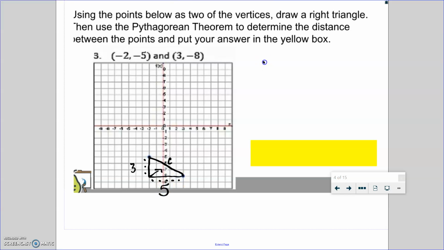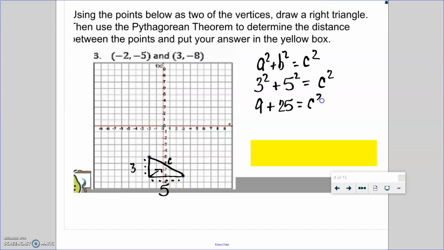I start off with my formula, which is a squared plus b squared is equal to c squared. So I have 3 squared plus 5 squared equal to c squared. 9 plus 25 is equal to c squared. So we're going to add those two together and then figure out what c squared is. So c squared is 34. 34 is equal to c squared.